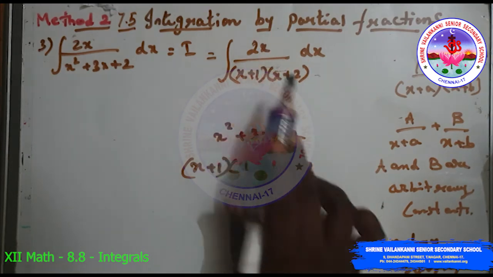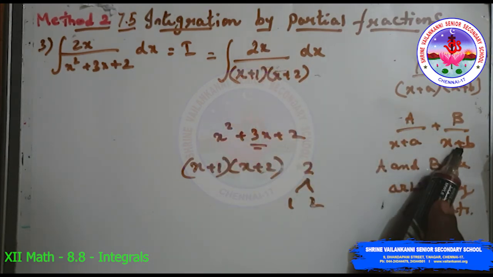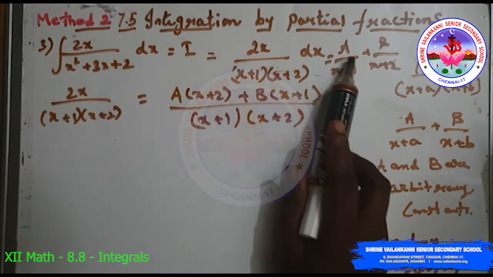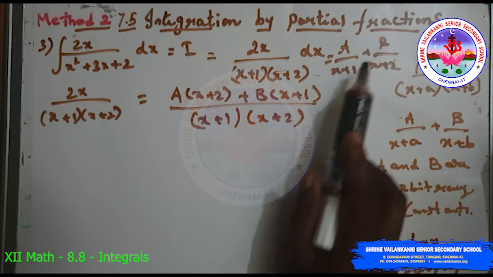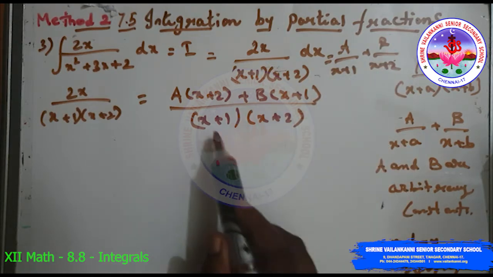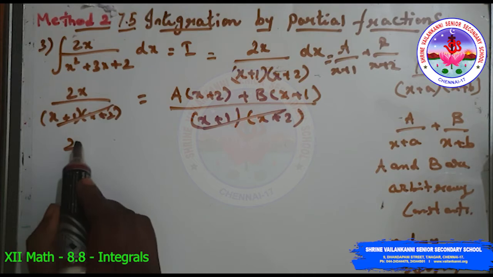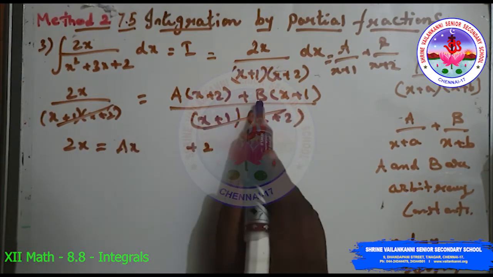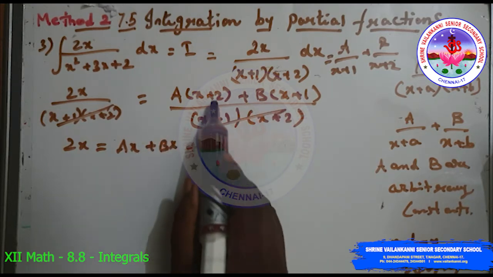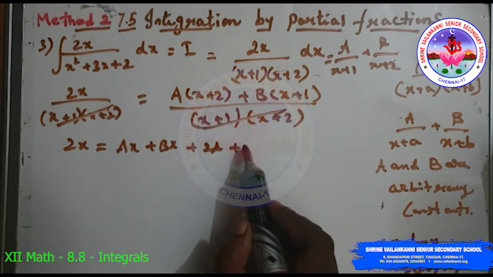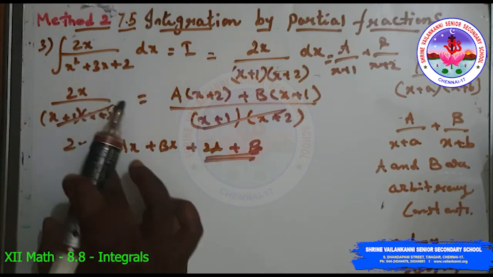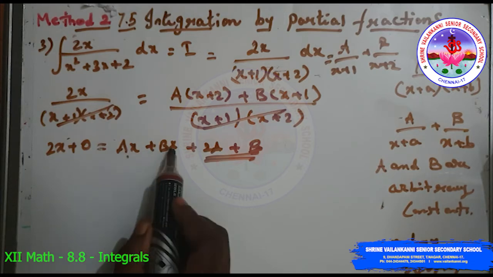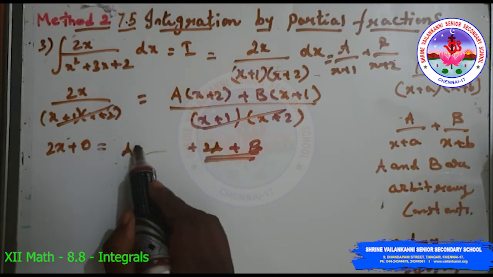We have to write this in the form a by x plus a plus b by x plus b. So taking LCM, a into (x plus 2) plus b into (x plus 1) whole by (x plus 1) into (x plus 2). Cancelling these two, 2x equal to, multiplying this, we get ax plus 2a plus bx plus b. Here b is the constant term, and we don't have any constants on the left, so 2x plus 0. So ax plus bx, we can write as (a plus b) of x.